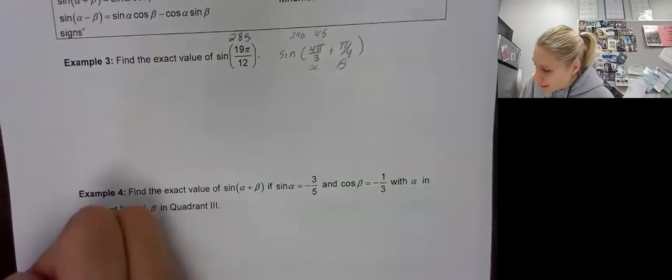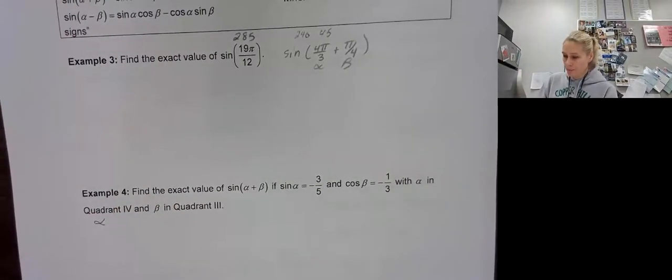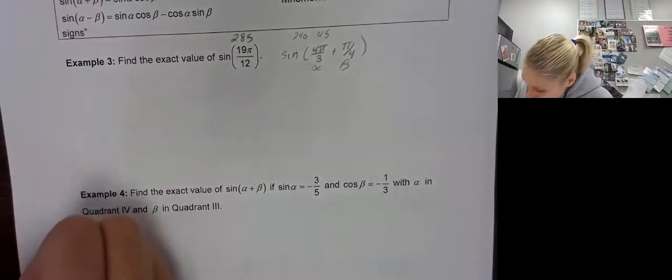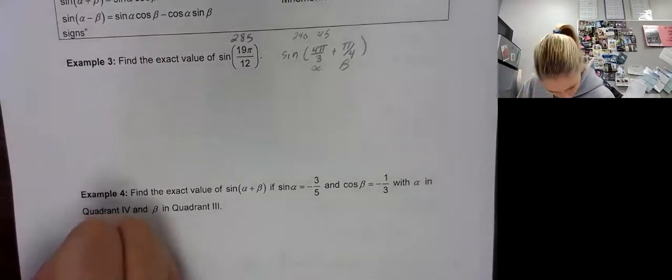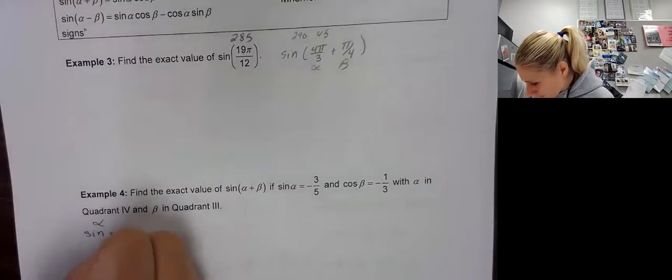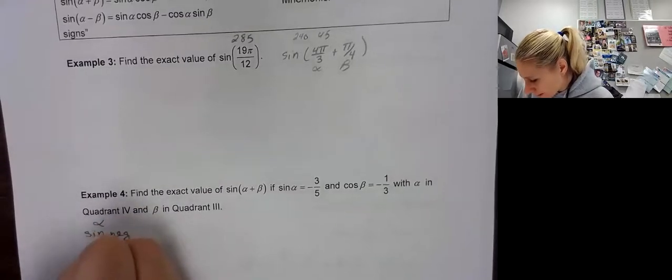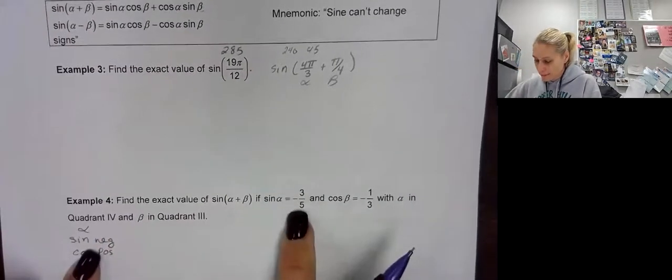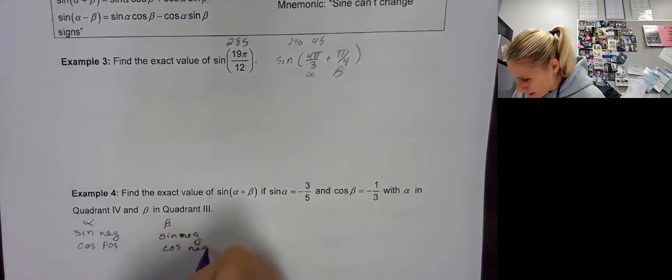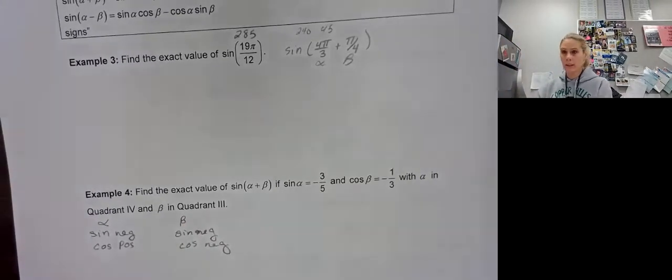Well, if alpha is in the fourth quadrant, that means sine is negative, cosine is positive. That helps us because sine is negative right there. And beta in the third quadrant means sine is negative and cosine is negative. Okay, so this is a good start here.